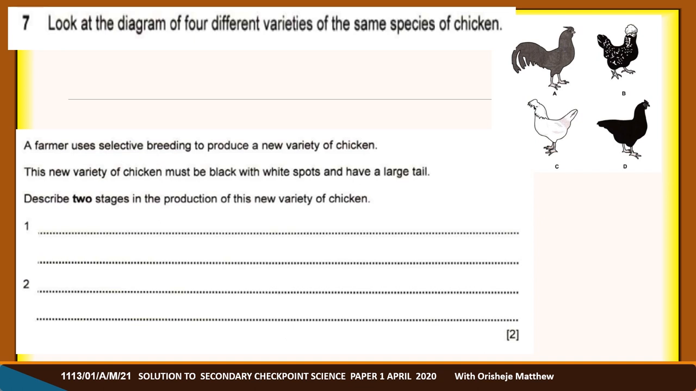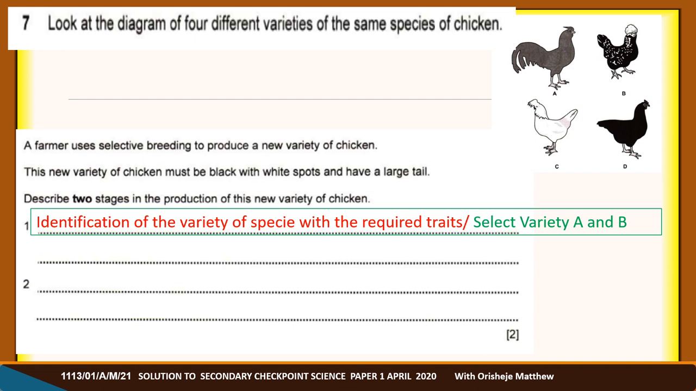Question 7. Look at the diagram of 4 different varieties of the same species of chicken. A farmer uses selective breeding to produce a new variety of chicken. This new variety of chicken must be black with white spots and have a large tail. Describe two stages in the production of this new variety of chicken.